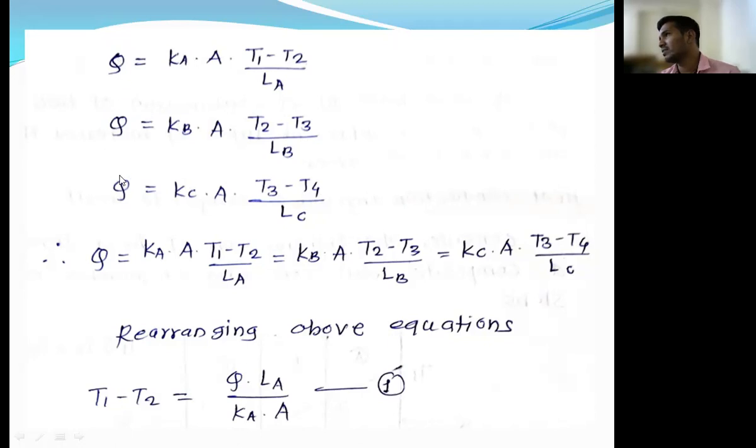Whatever the left hand side is for these three equations is the same. So since Q is the same, what can we do? The value of each of these will be the same. So we have to equate these equations. Therefore Q is equal to this, Q is equal to this, and Q is equal to this. In this form we have to write down the equation. Therefore Q is equal to K into A into T1 minus T2 divided by LA is equal to KB into A into T2 minus T3 divided by LB is equal to KC into A into T3 minus T4 divided by LC.